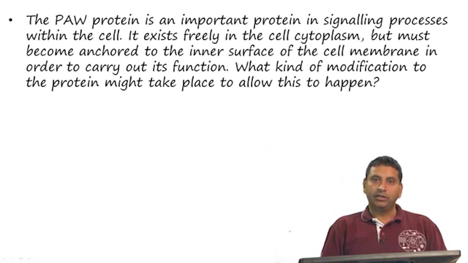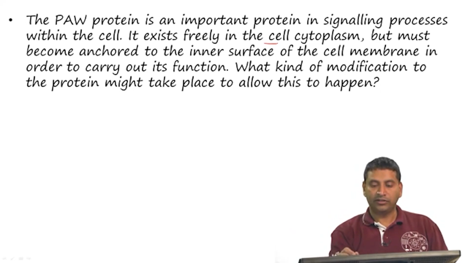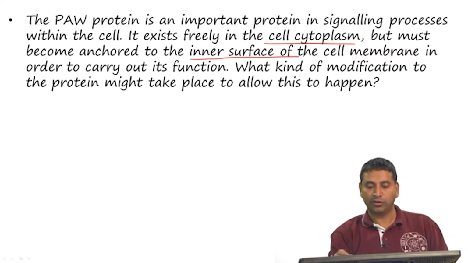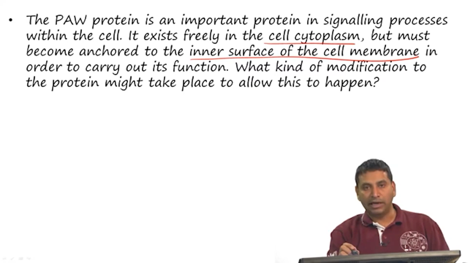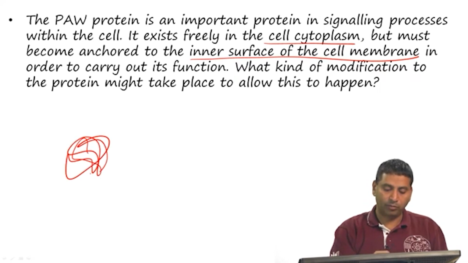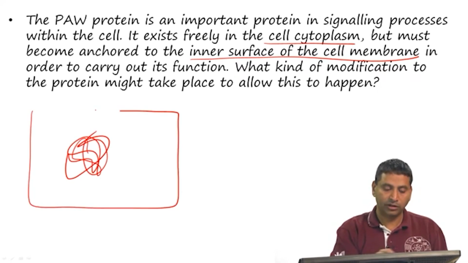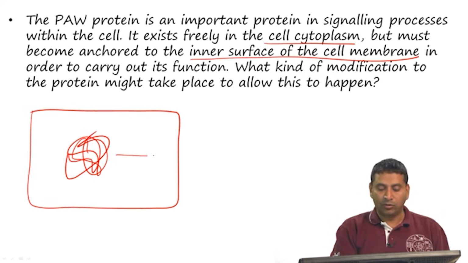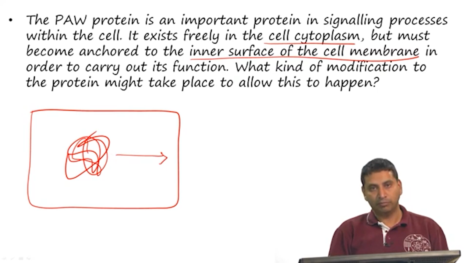The PAW protein is an important protein in signaling processes within the cell. It exists freely in the cell cytoplasm, but must become anchored to the inner surface of the cell membrane in order to carry out its function. The question is, what kind of modification to the protein might take place to allow this to happen? So, let us look at this question in a little bit of detail. Here is this PAW protein, which is freely floating around in the cytoplasm. Now, for it to be activated, it needs to go and bind to the surface of the membrane.